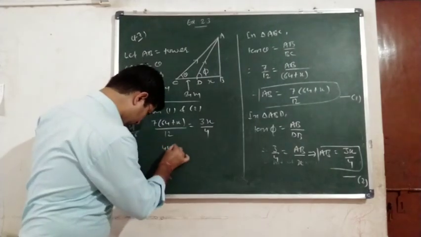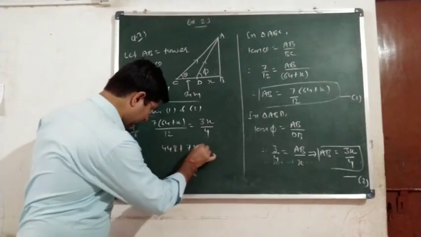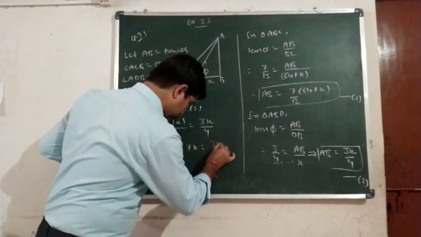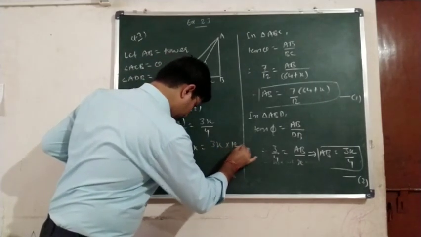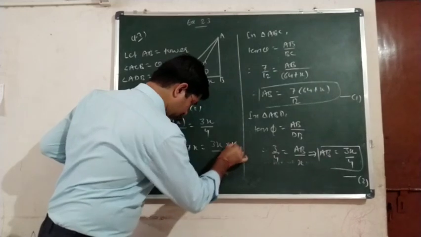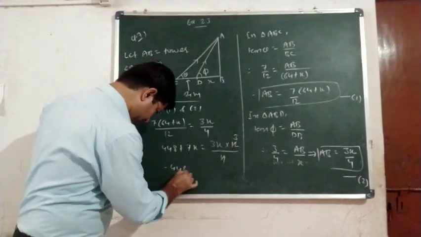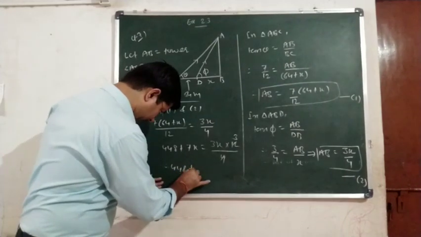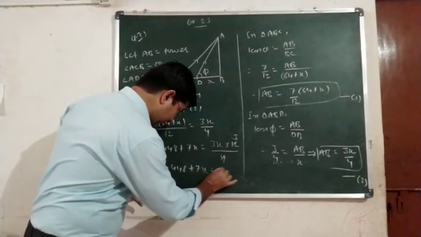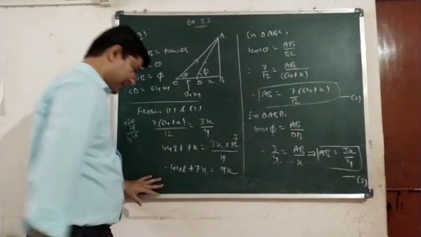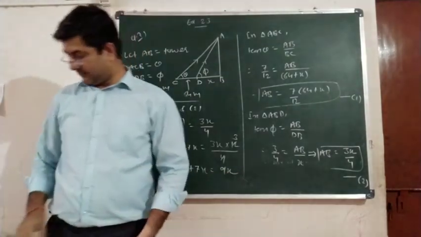448 plus 7x is equal to 3x into 12 upon 4. 4 3s are 12, 3 3s are 9x. So we will get here 448 plus 7x is equal to 9x. Now 9 minus 7 we will do.